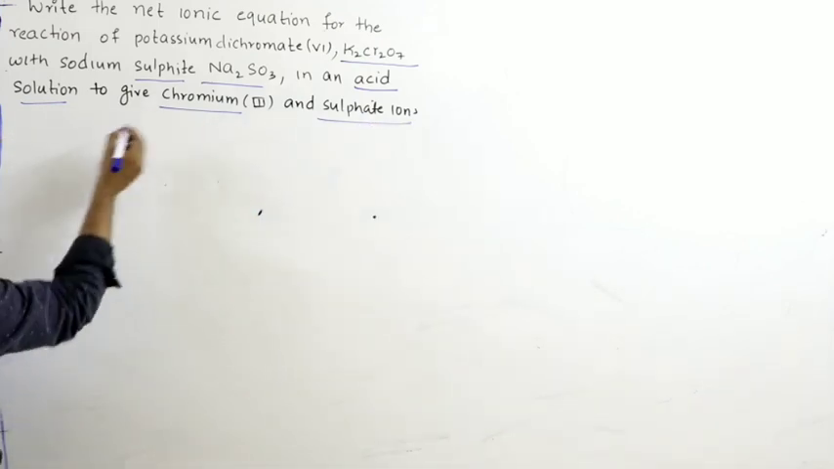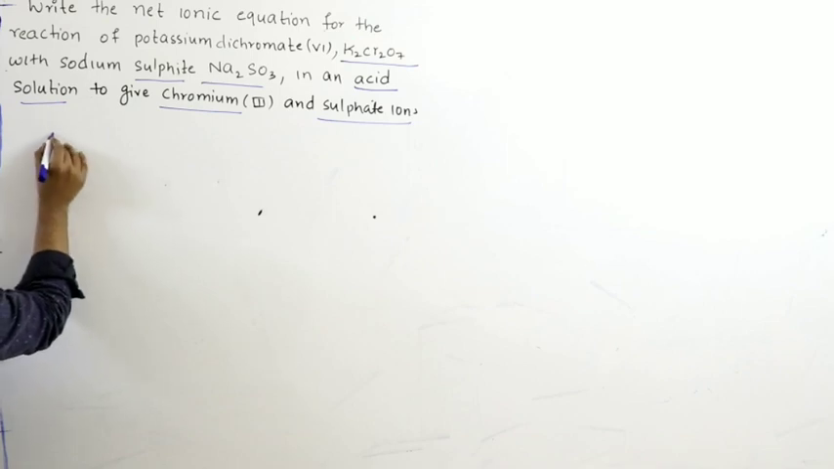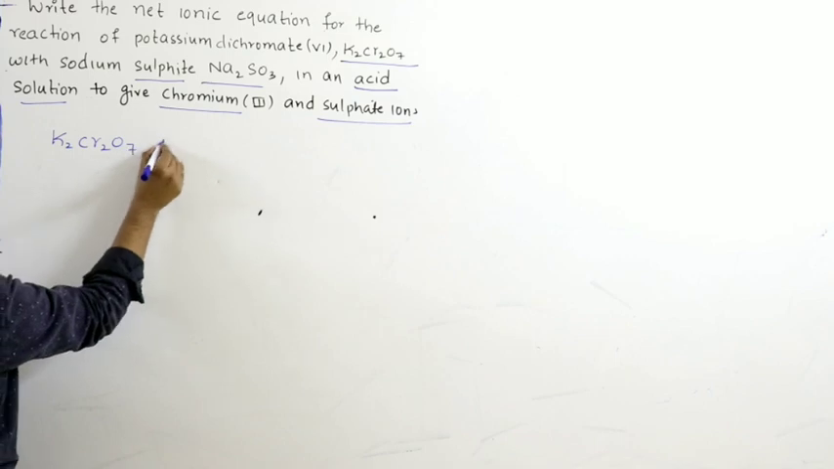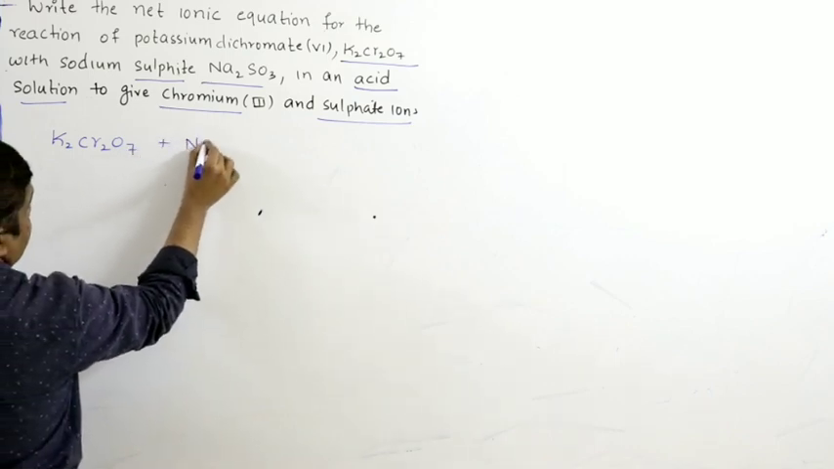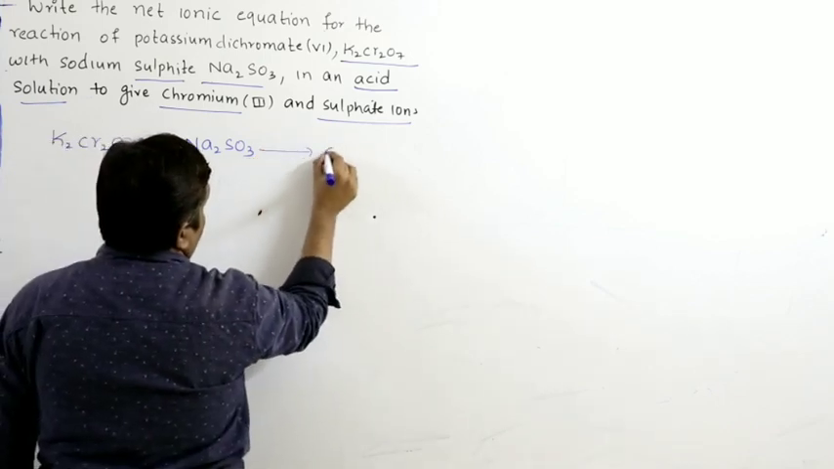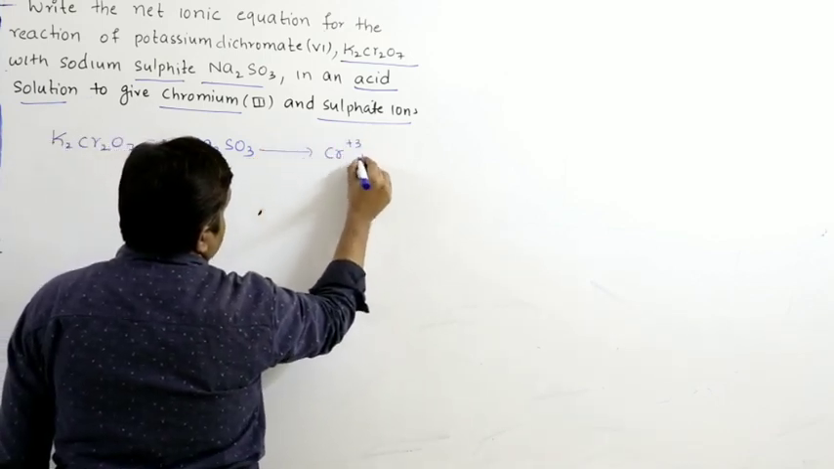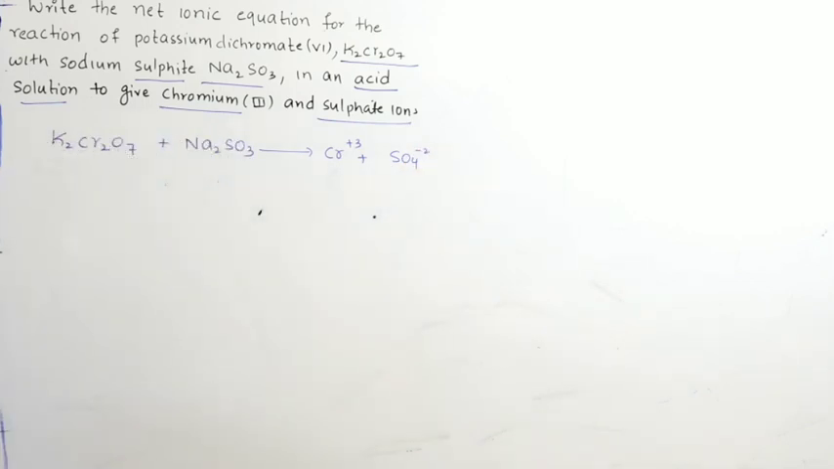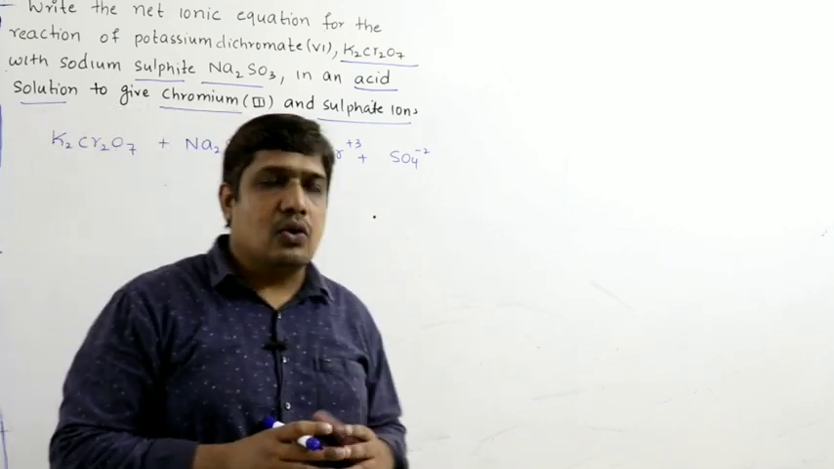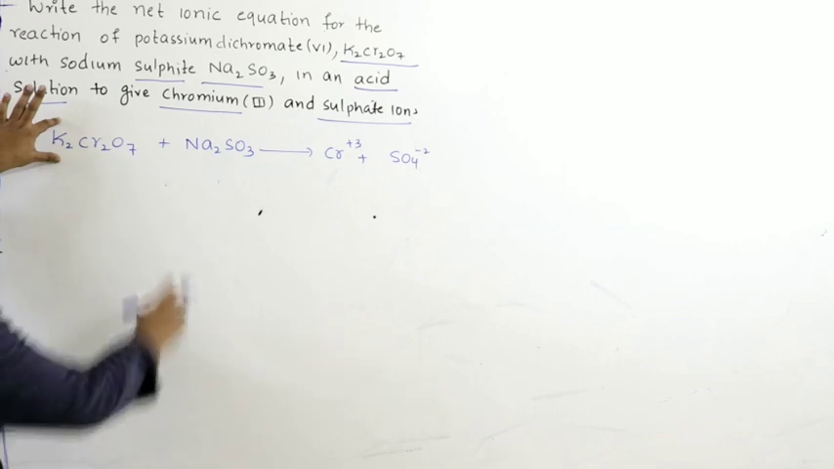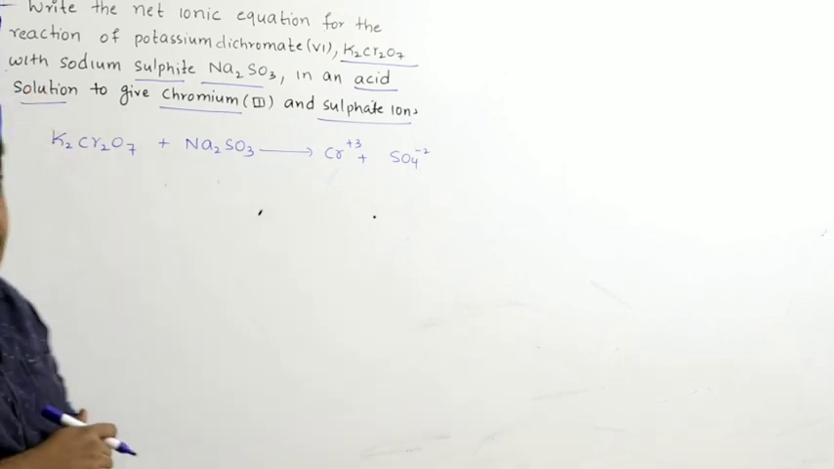So if I write the ionic equation, write the correct formula. Potassium dichromate K2Cr2O7 plus sodium sulfite Na2SO3 gives chromium +3 ions and sulfate ions SO4 2-. So let us remove the spectator ions. What are spectator ions? The ions which do not undergo either oxidation or reduction. So identify potassium and sodium, they belong to group 1A.